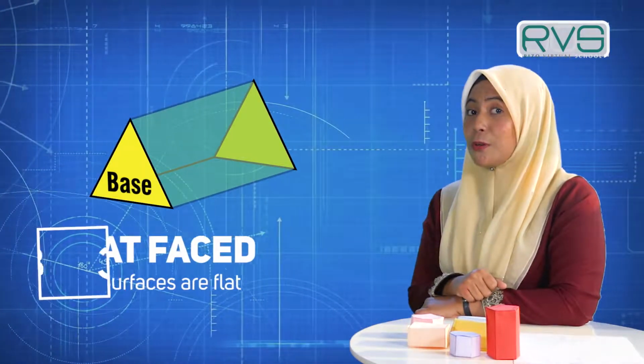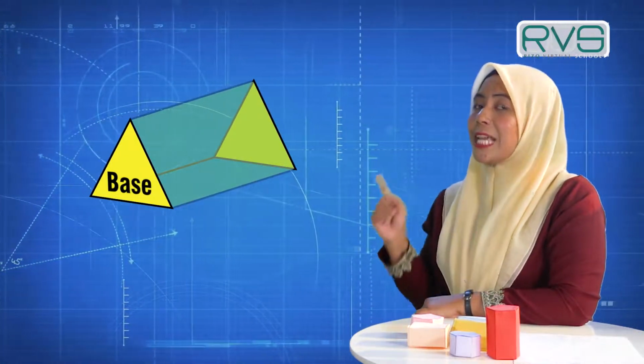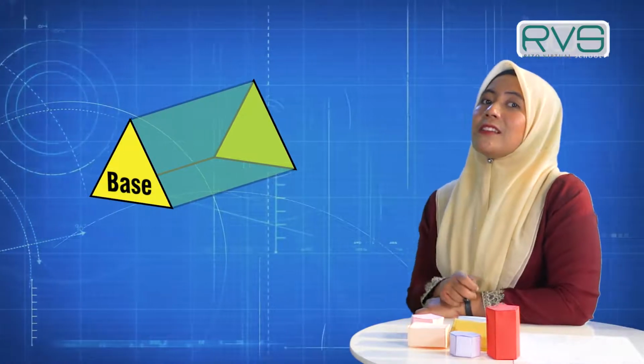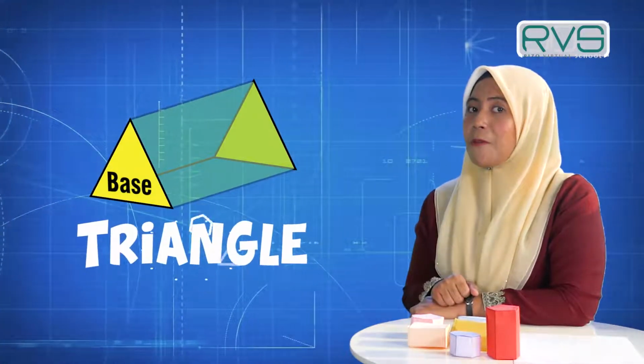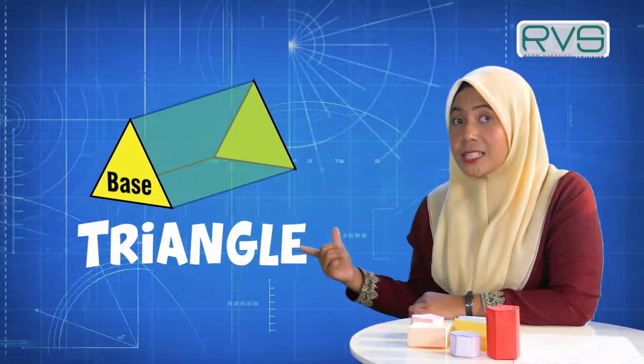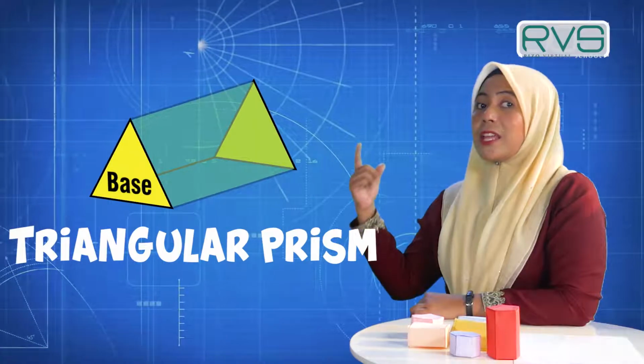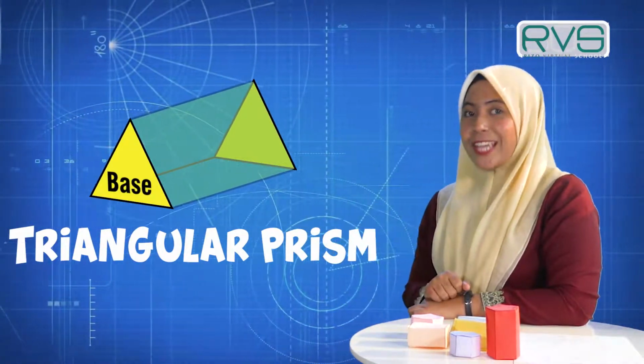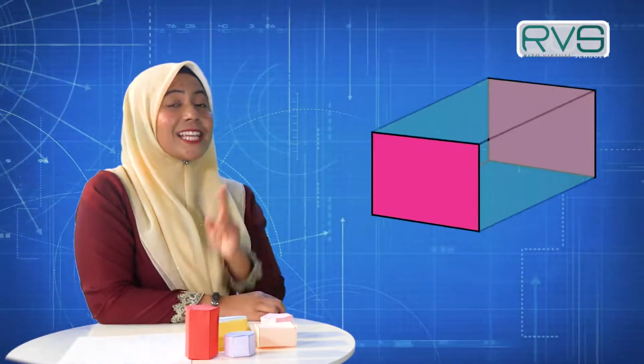First, how do you want to know? You look at the base. What is the shape of the base? Okay, the shape of the base, you said to me before, is a triangle. So we call it a triangular prism. Okay? Very good. Alright, now we go to the second picture.